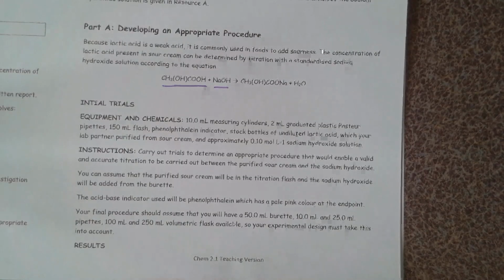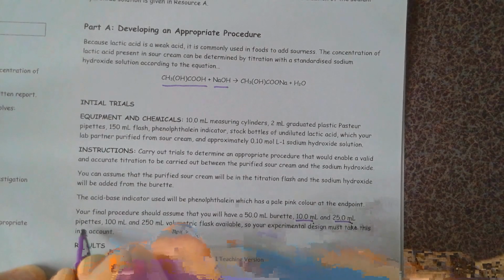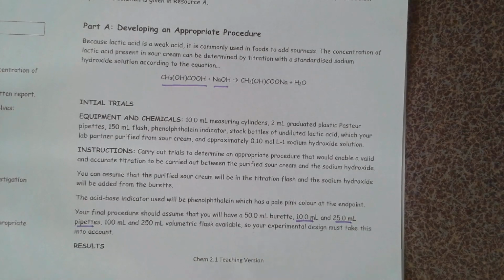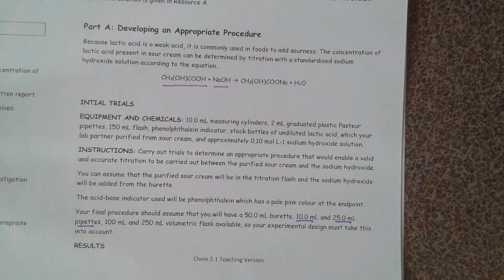So it says down here that I have been given a 10 mil and a 25 milliliter pipette. So remember with the pipettes, we are talking about these things, like the little glass ones that you were using as your aliquots. So I have a 10 mil and I have a 25 mil. Those are the two that I told you I'm providing.